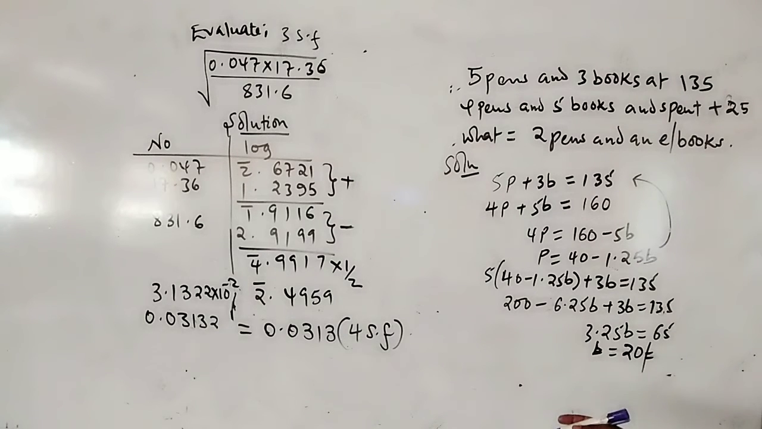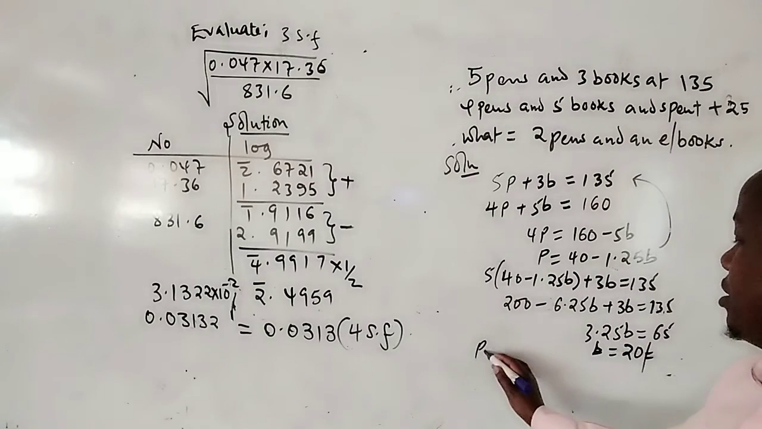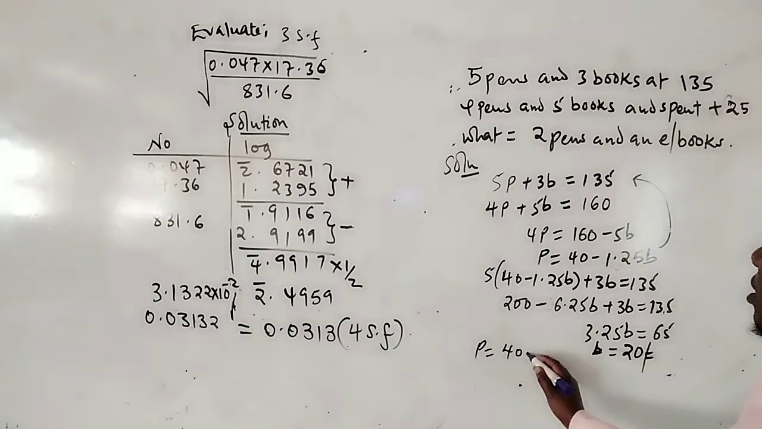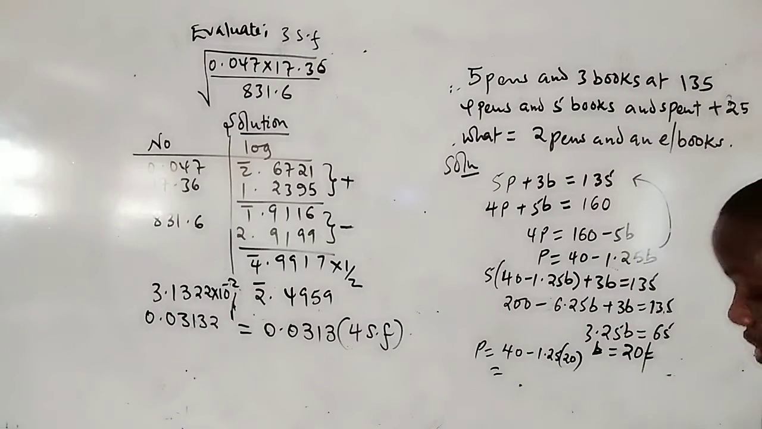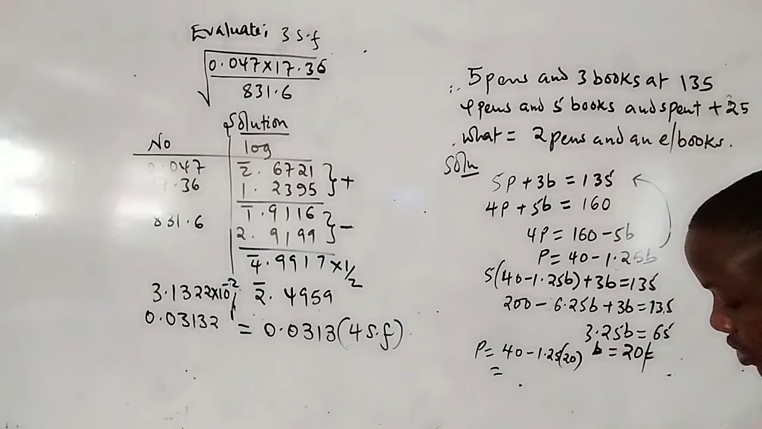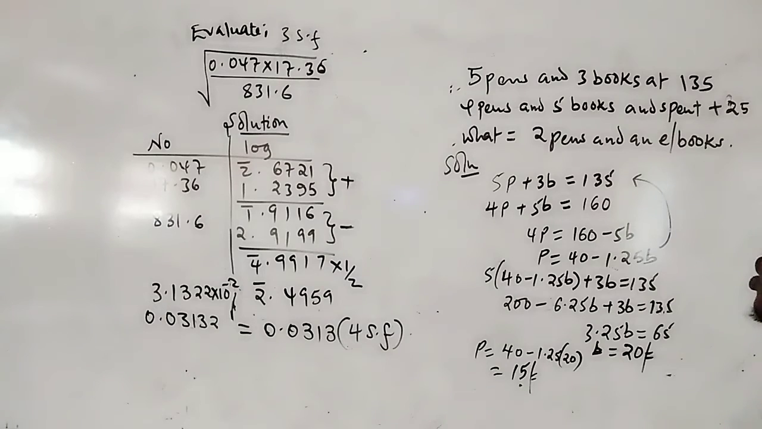So for an exercise, or for a pen, it will be 40 minus 1.25 into 20. So this will be 40 minus 1.25 into 20. This gives us 15. So a pen is 15, an exercise book is 20.